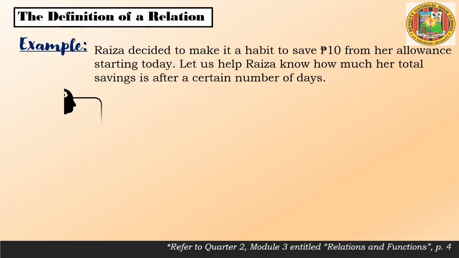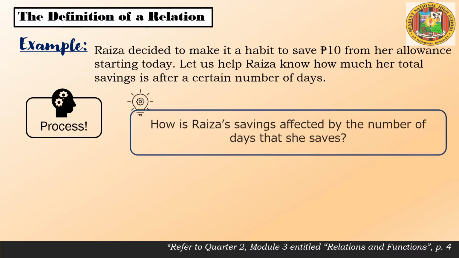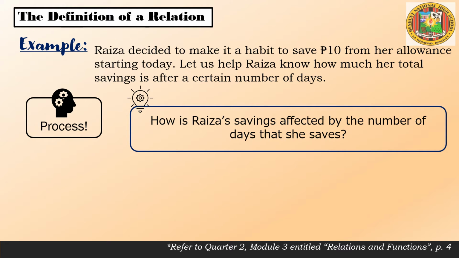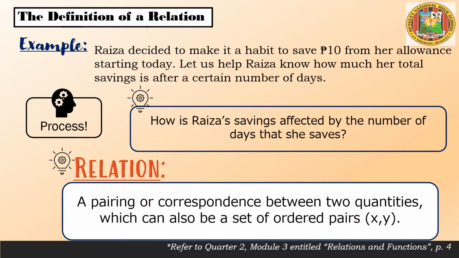Let us process what we know. We identified that the quantities being compared in the situation are the total savings and the number of days that pass. But how is Raisa's total savings affected by the number of days that pass? This situation demonstrates a relation. In math, it is a pairing or correspondence between two quantities. This is usually illustrated by an equation or a set of ordered pairs.